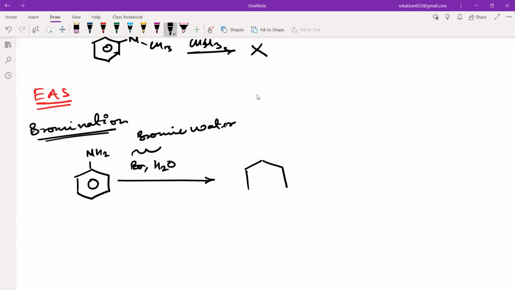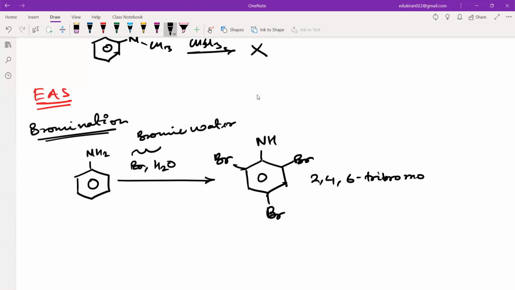You will get a tri-substituted product, NH2. There will be Br here, Br in the para position, and Br also in this alpha position. Okay, so you are getting a tri-substituted product. Now what is the name? This is 2,4,6-tribromoaniline. Okay, this is a very important reaction, bromination in electrophilic aromatic substitution.